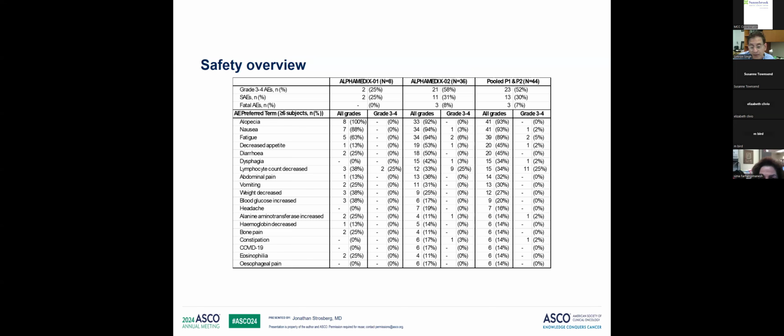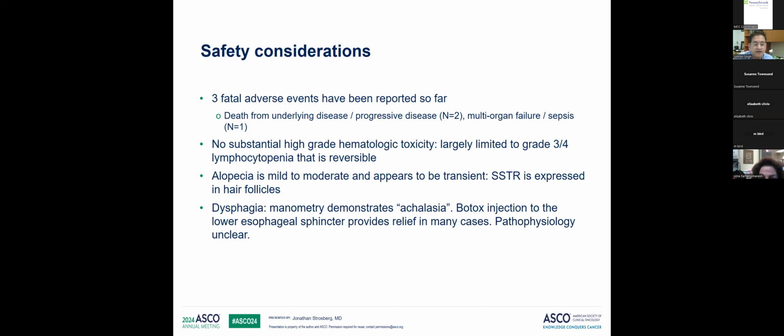We don't know the MDS rates yet, but we'll have to follow that. With 25% of patients receiving this lead therapy having their lymphocyte counts go to a grade 3 or 4 toxicity, I think it's something we want to keep in mind. And the other thing I want to point out, which I don't think anybody was really expecting, was this rate of dysphagia. So all grade dysphagia, 1 out of every 3 patients experienced dysphagia. And I don't think we've seen that with any of the previous radioligand therapies.